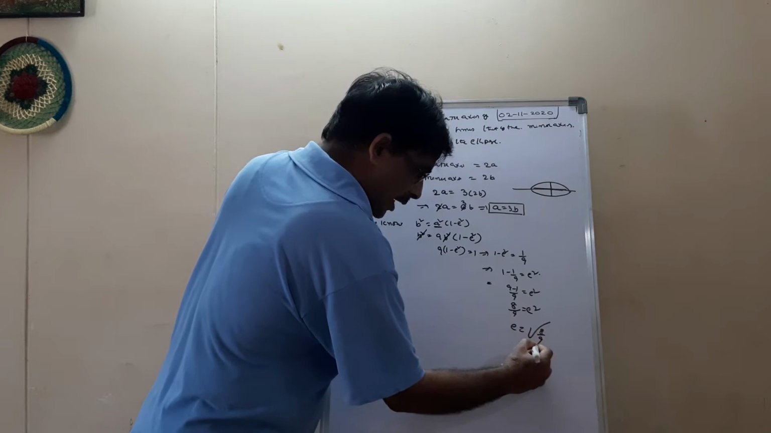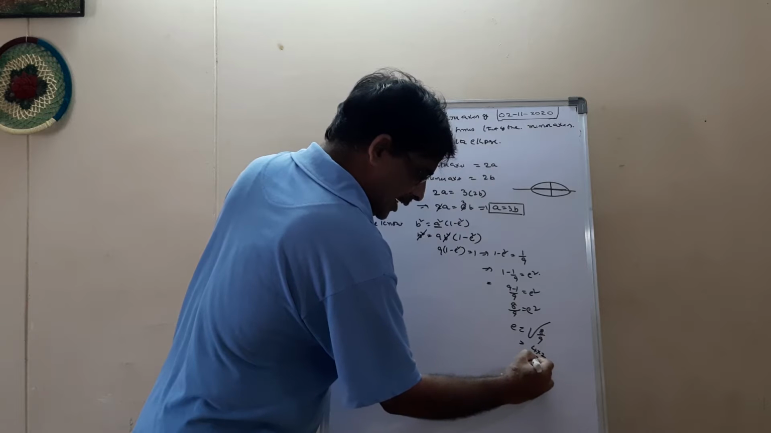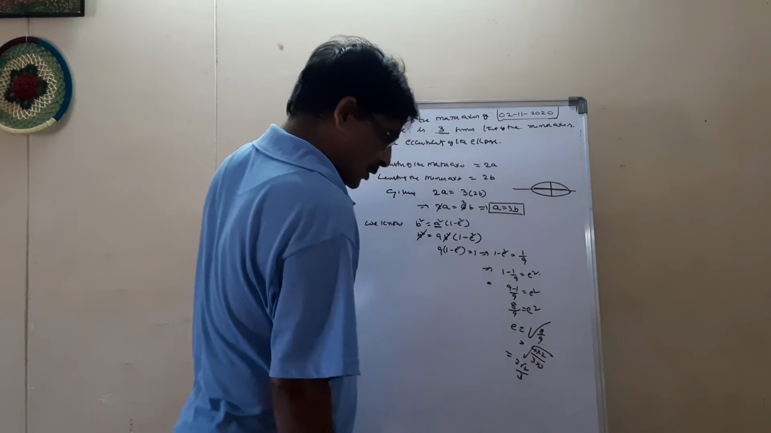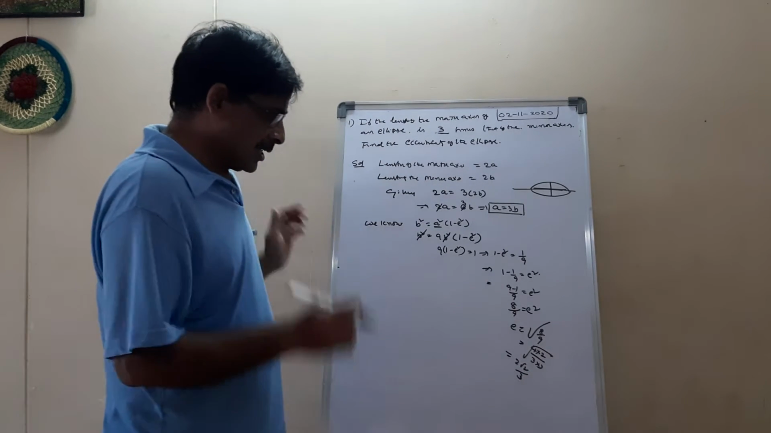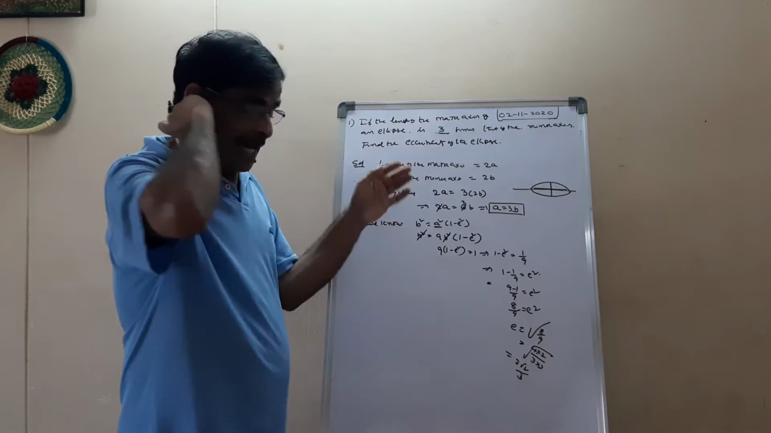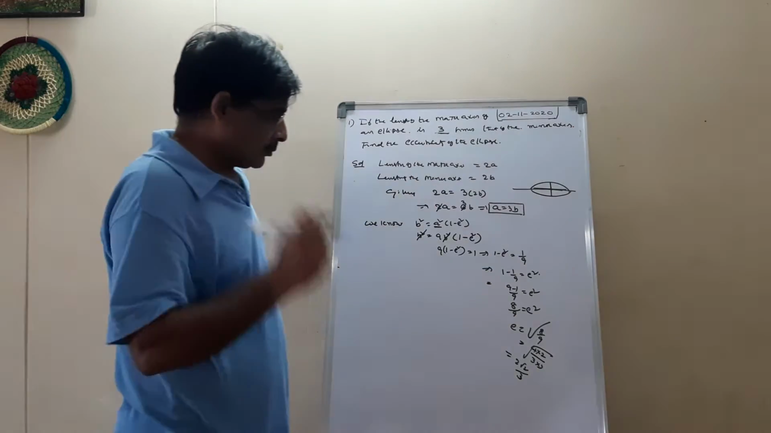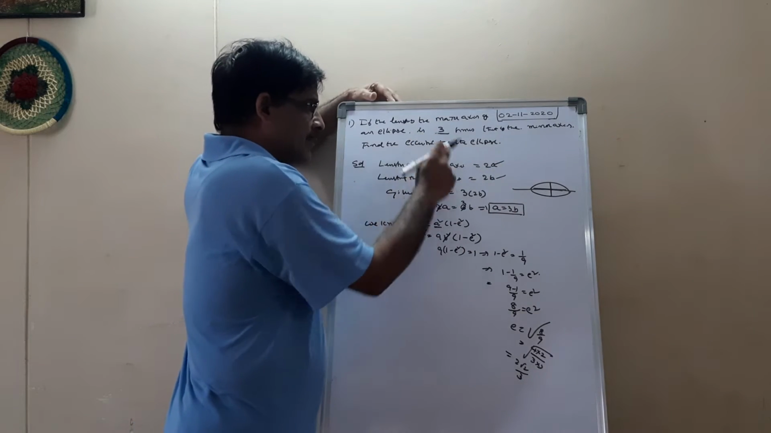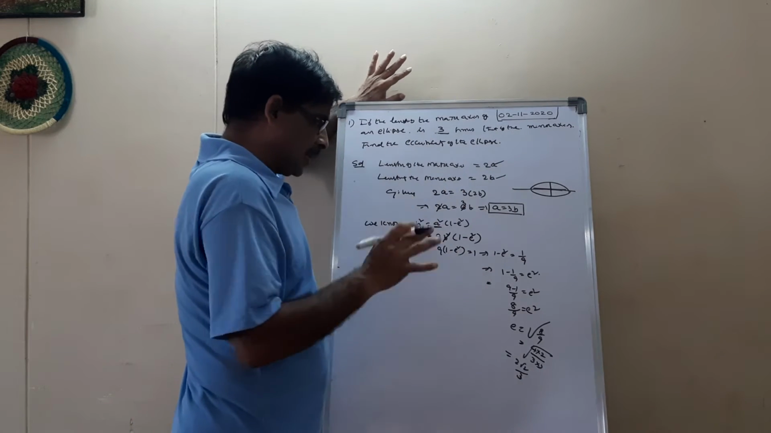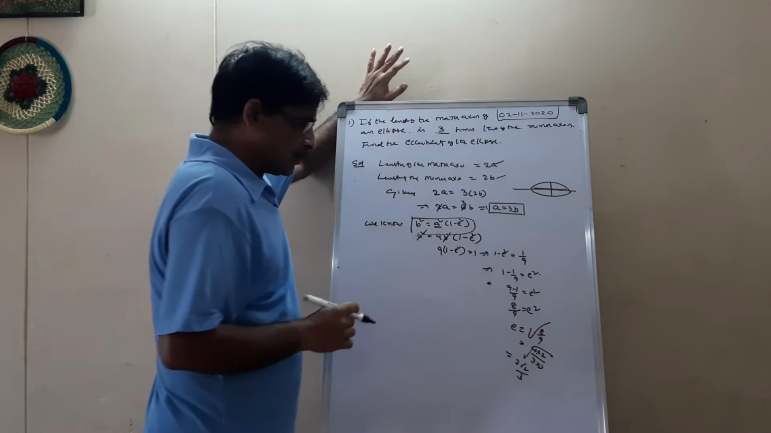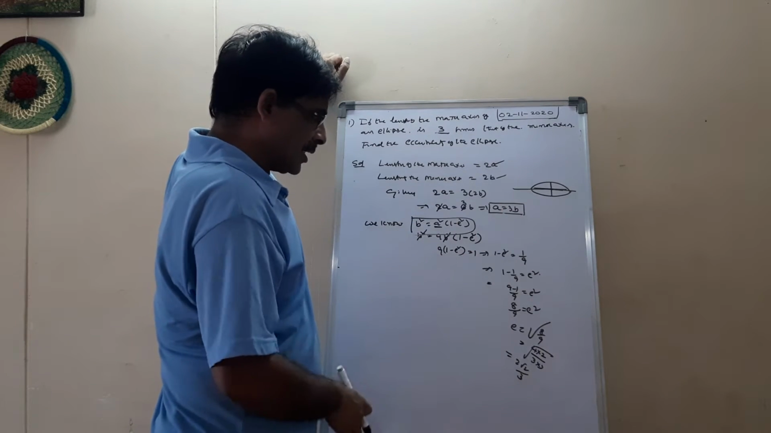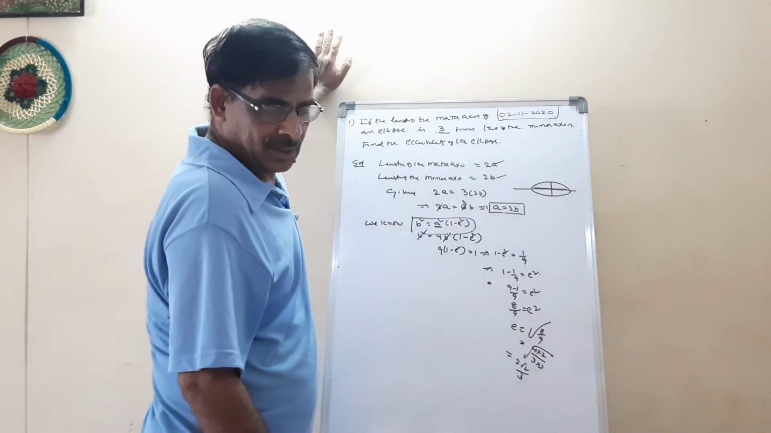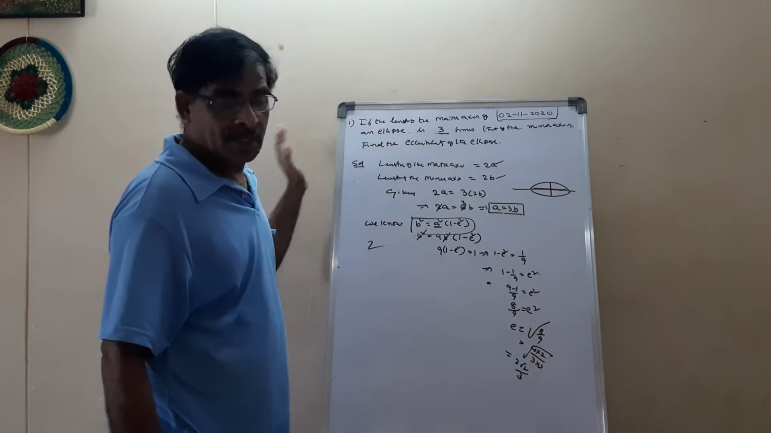What is the square root of 8? 4 into 2, and you can write this 3 into 3. So 2 root 2 by 3. Check the calculation once again. Length of the major axis given, minor axis given, so 3 times the minor axis, a equal to 3b. We have this relation. Substitute the a value in this one, and we get the e value equal to 2 root 2 by 3. Simple problem. This is our 2 marks problem.